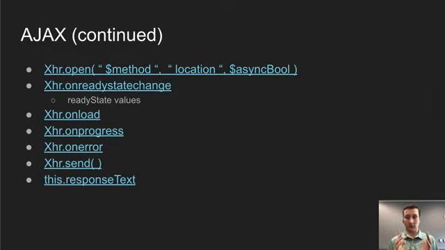So the basic syntax for this would be let xhr equal a new XMLHttpRequest object, and then we call xhr.open, and then we pass in our method, which would be get, our location, the URL, and then either true or false. And then after that, we call xhr.onreadystatechange, set it equal to a function, and then if the ready state is equal to 4, then we know that we've had a successful response, right? The values for that are going to be 0 is unsent, 1 is open, 2 is headers received, 3 is loading, and 4 is done.